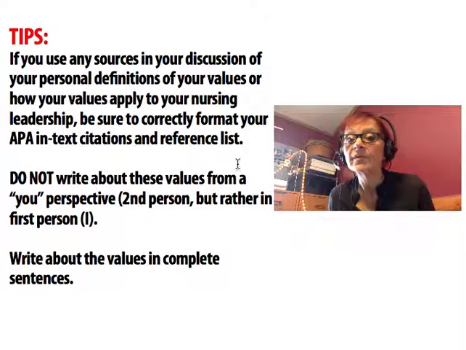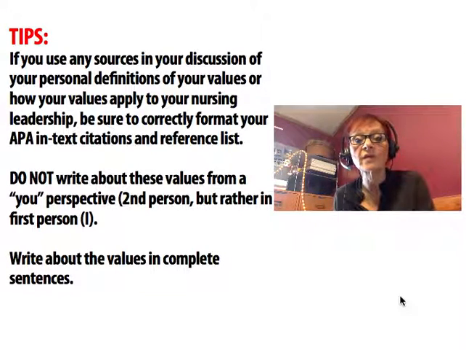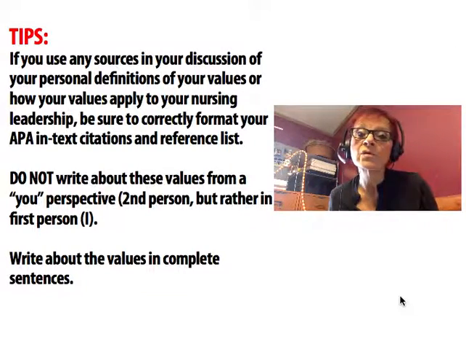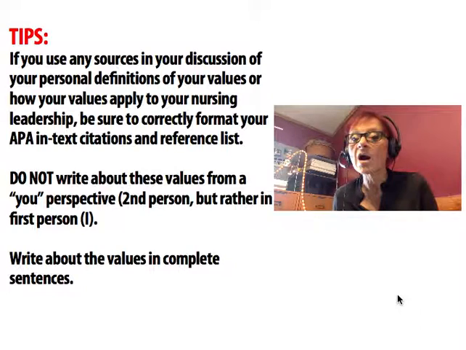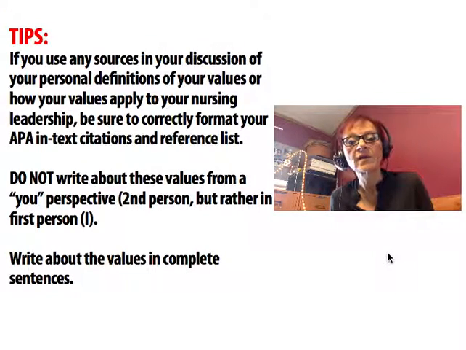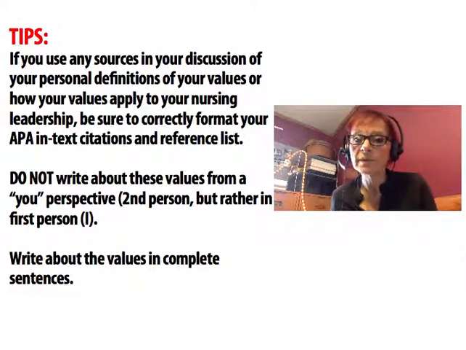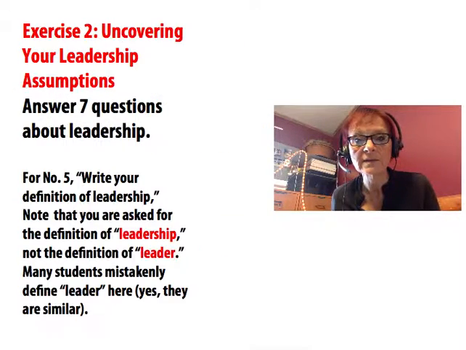A couple of tips, and these I've basically already covered. If you use any sources in your discussion of personal definitions of your values or how your values apply to your nursing leadership, be sure to correctly format your APA in-text citations and reference list. And do not write about these values from a you perspective. Do not use second person. Use first person. And again, write about your values in complete sentences, please.